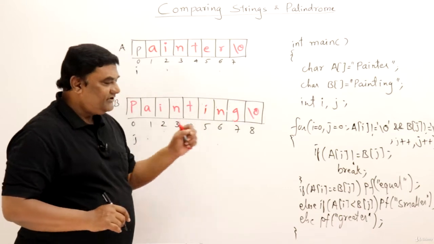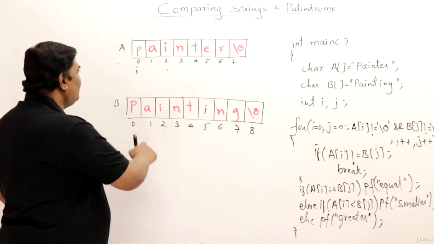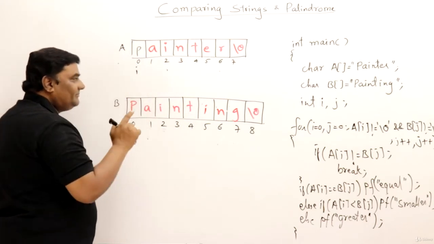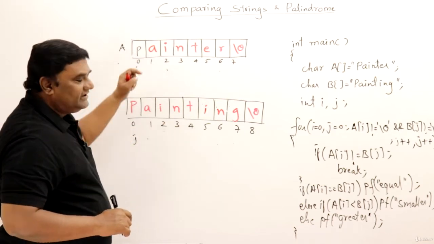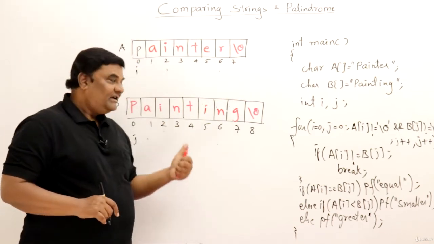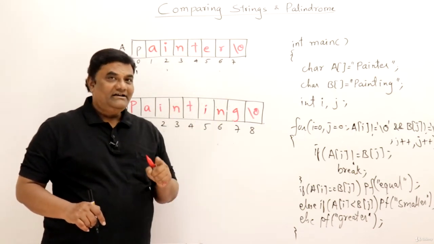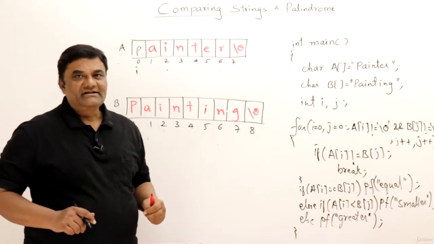Otherwise, the procedure we wrote will stop here only. It will not check the next character, because this is greater than this one: capital P comes first in ASCII codes and small letter p comes next. So this string will be smaller and that will be greater, right? Depending on the cases of alphabets. So this is how the strings are compared.